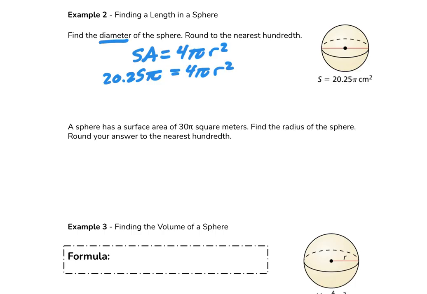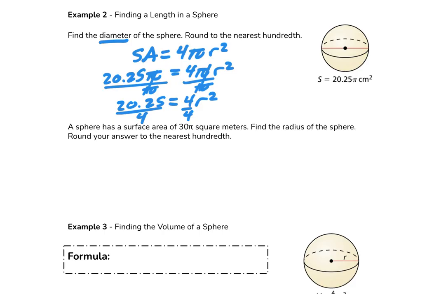Same thing. The first thing I would do here is we got a pi on both sides again, so I can just divide by pi. So now I have 20.25 equals 4r squared. What would I do next? Divide. Yep, got to get rid of the 4 next. So now we're going to divide by 4. So 20.25 divided by 4.